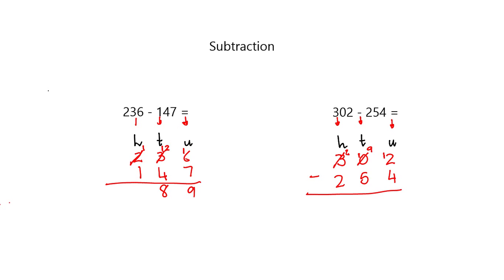So we can have 12 take away 4 is 8, 9 take away 5 is 4, and 2 take away 2 is 0. So we're left with an answer of 48.